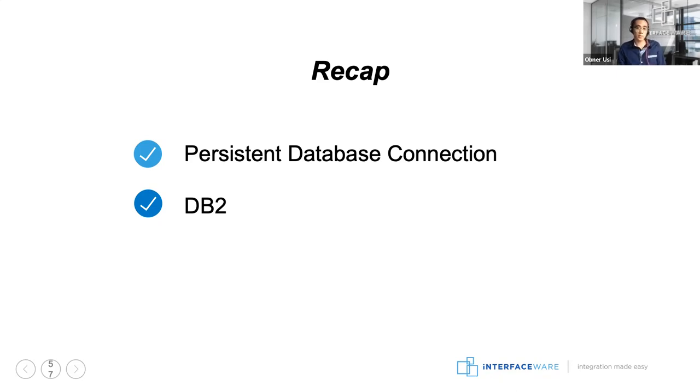Next, we talked about DB2, which is a module that checks if your database connection is alive before every database operation. Database connections can be closed from network issues, which will cause your database operation to fail. To ensure your channels run smoothly, you can avoid database connection errors using DB2.